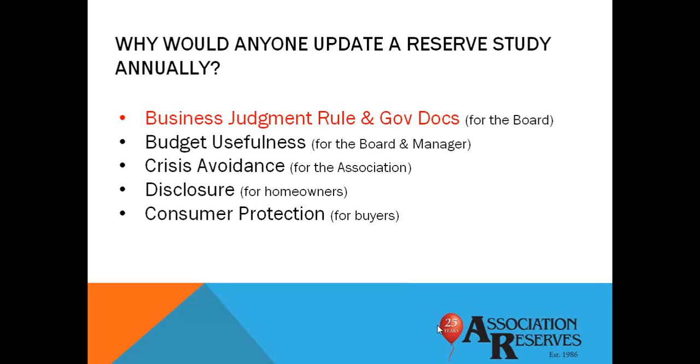But beyond the business judgment rule, most governing documents will also require that an appropriate amount of reserves be collected each year to offset ongoing deterioration of the common area components. So in light of inevitable and ongoing changes to the association's physical and financial circumstances, it falls under the realm of sound business judgment to review and adjust this amount annually. And again, think tightrope walker.